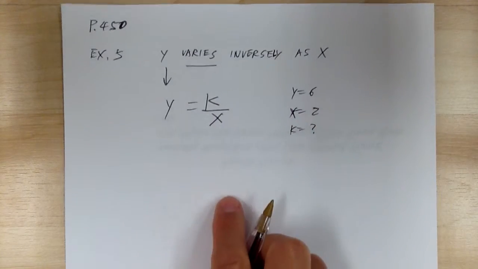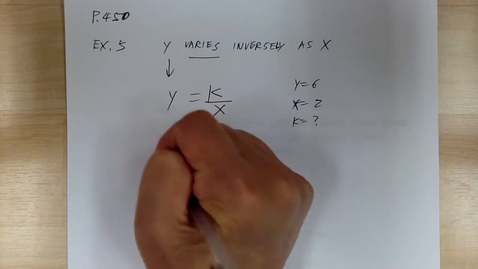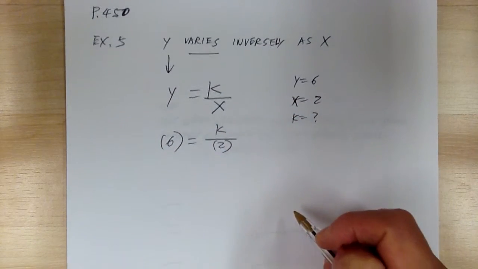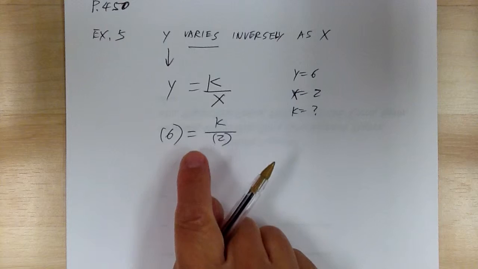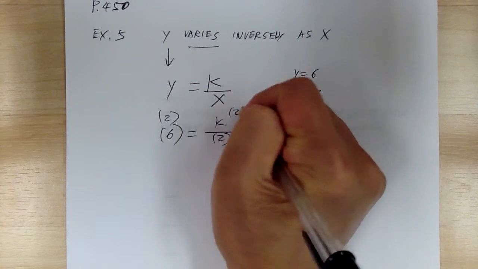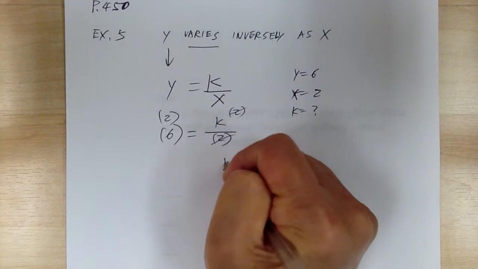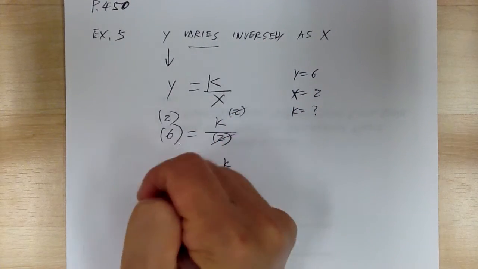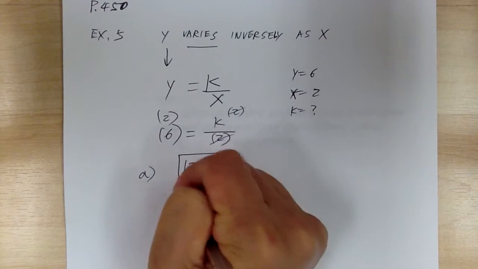So you do the same thing as you did before. You substitute. So 6 equal to k over 2. So you can multiply by the common denominator. Multiply both sides by 2. So this will cancel out. So k equal to 12. So that's your part A. So k equal to 12.